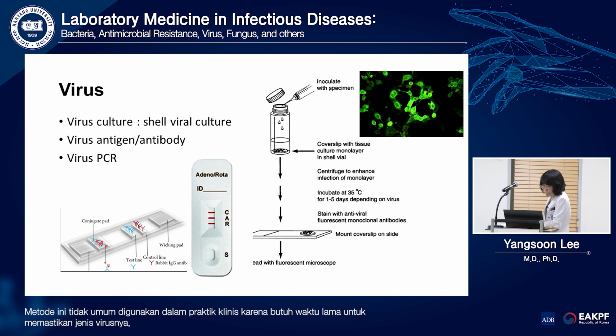The basic idea behind the antigen and antibody detection method is to attach the antibody, pass the specimen through the kit, and then once the antigen-antibody reaction occurs, display the color like this band. Here are the control band and the adenovirus and rotavirus positive specimens.